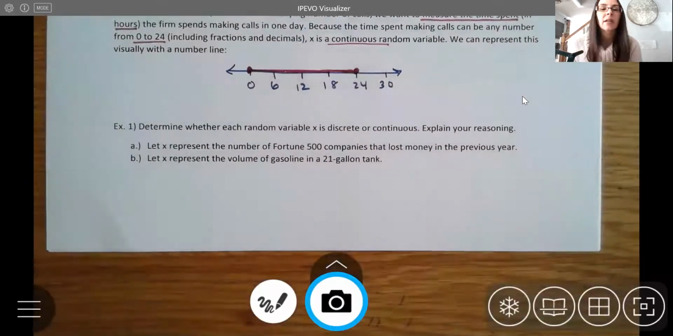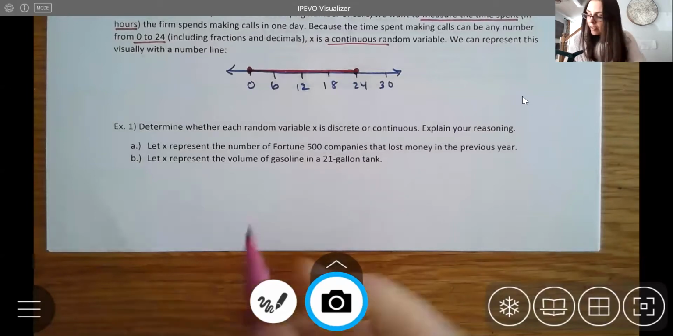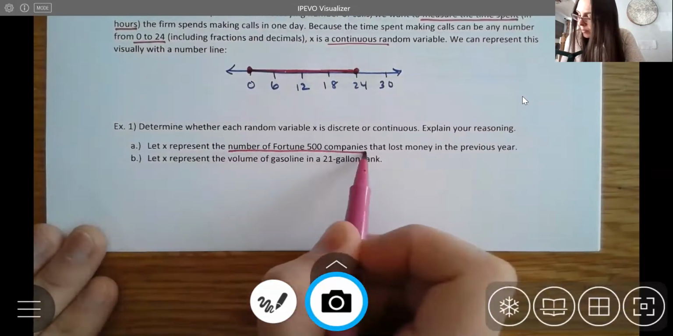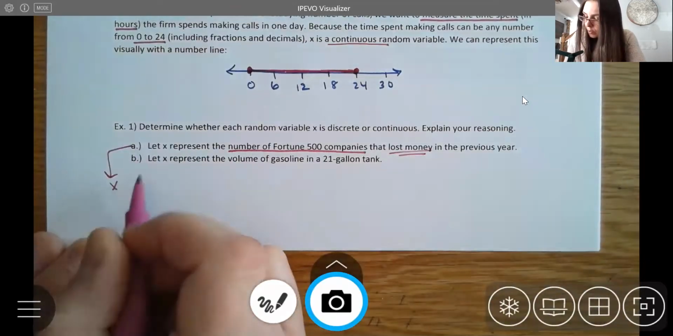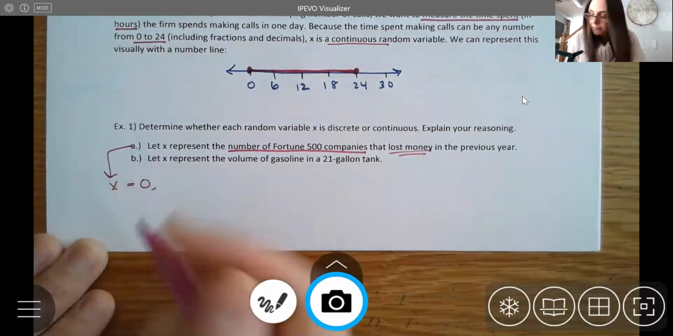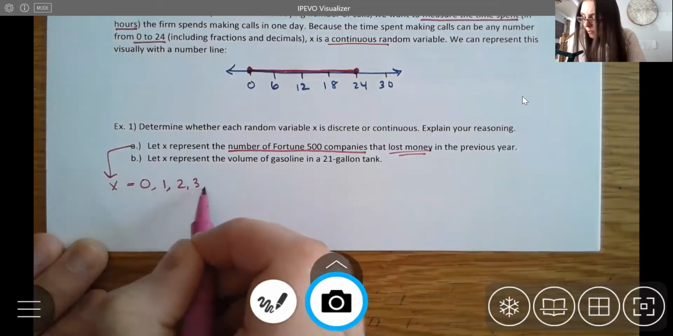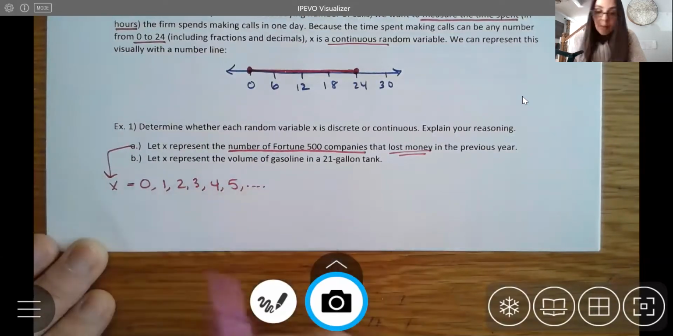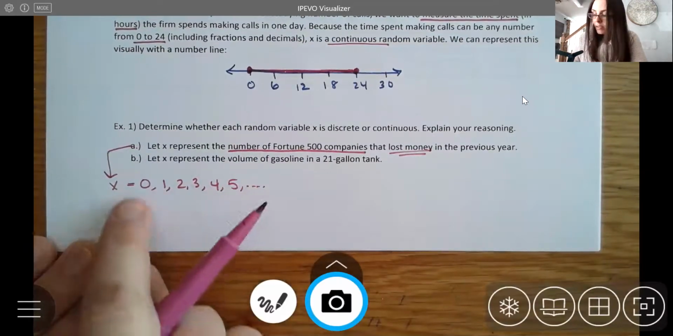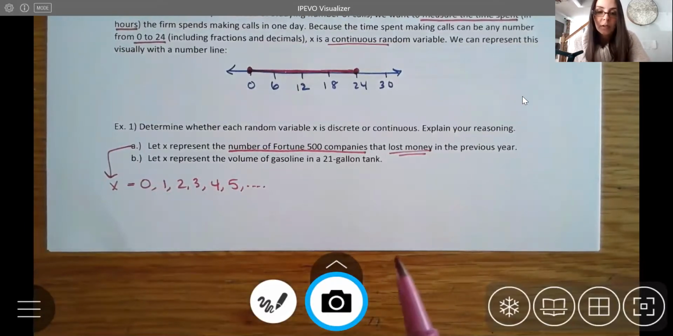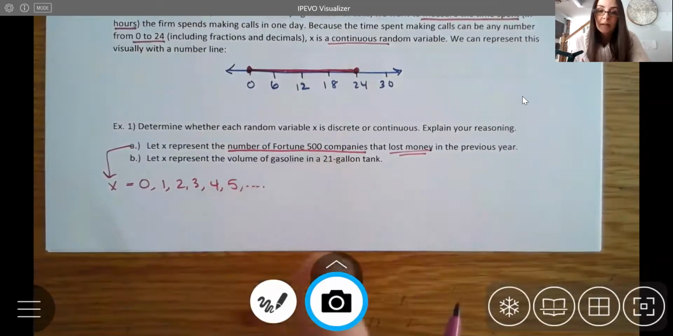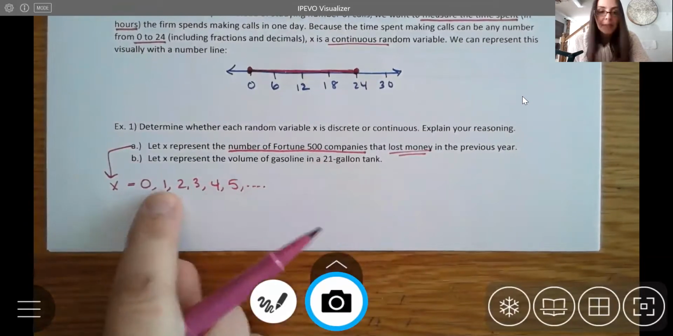So let's determine whether each random variable is discrete or continuous. Let X represent the number of Fortune 500 companies that lost money in the previous year. Possible values could be 0, 1 company, 2 companies, 3 companies, 4 companies, 5 companies, and so on, right? So we have all these different possible answers, and this could go on theoretically until we hit the maximum of Fortune 500 companies, which would vary depending on the year. But you have distinct gaps here between the data.